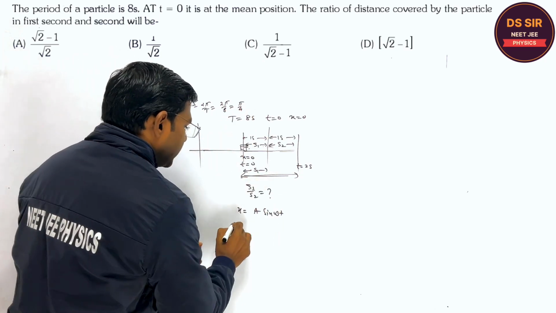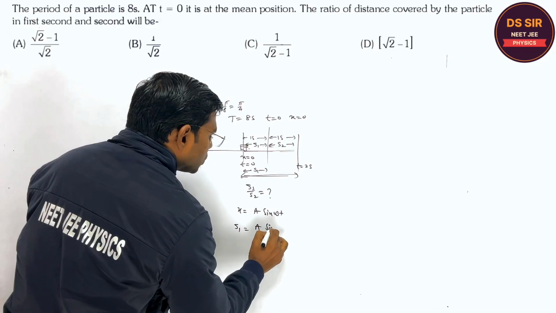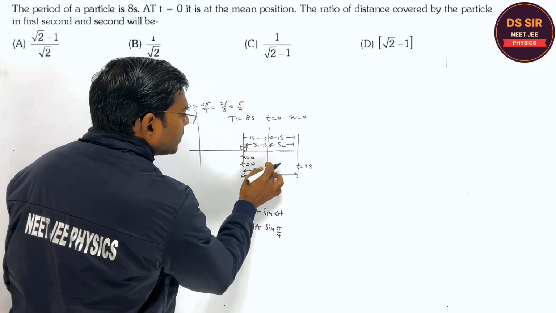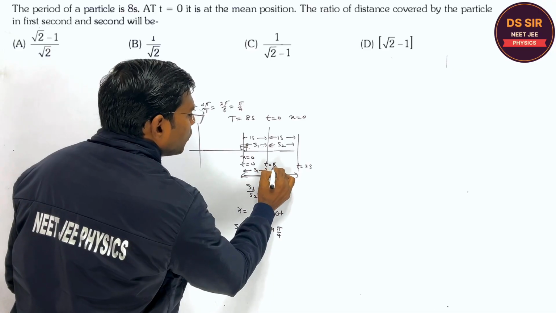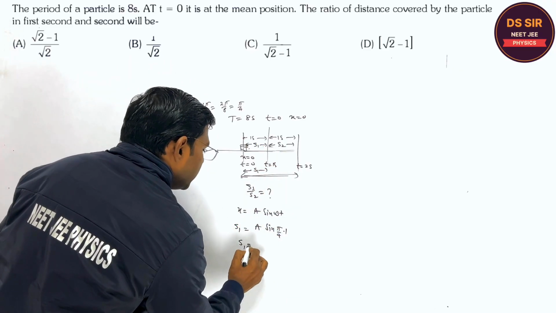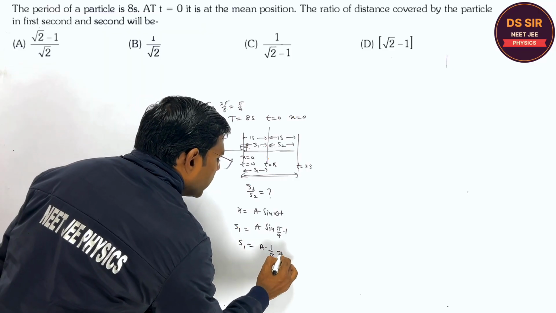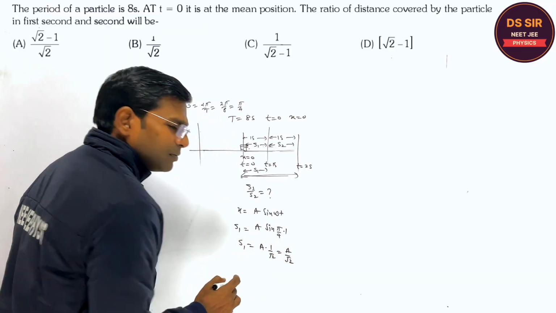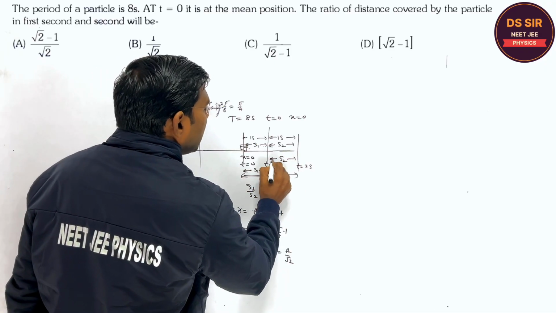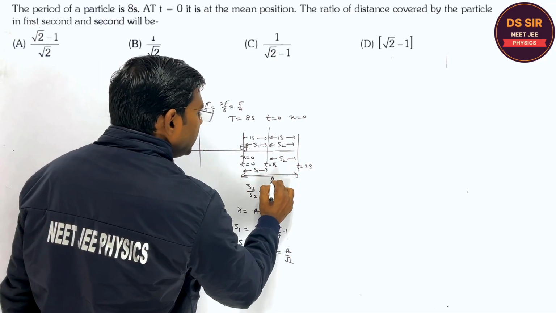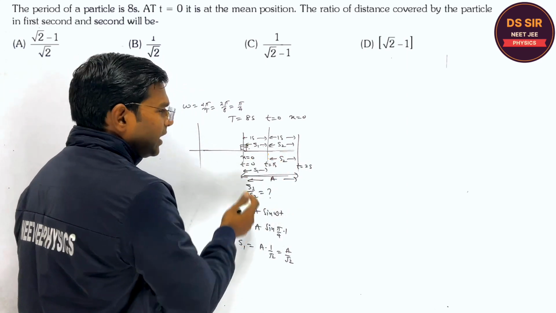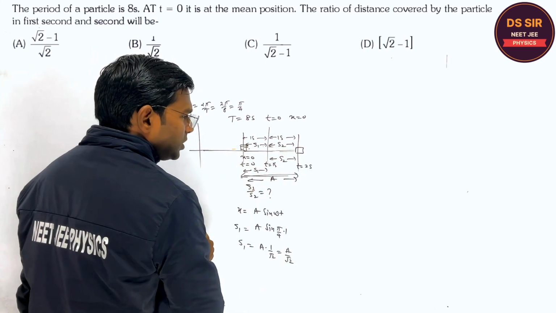So x, that is S1, is equal to a into sine of omega t, where omega is pi by 4, and at this point t becomes 1 second. So S1 is a by root 2. And no need to find S2, you can write it directly. The total displacement is a, because this is 2 seconds, 1 second and another 1 second, and it reached the extreme position, x equal to a.